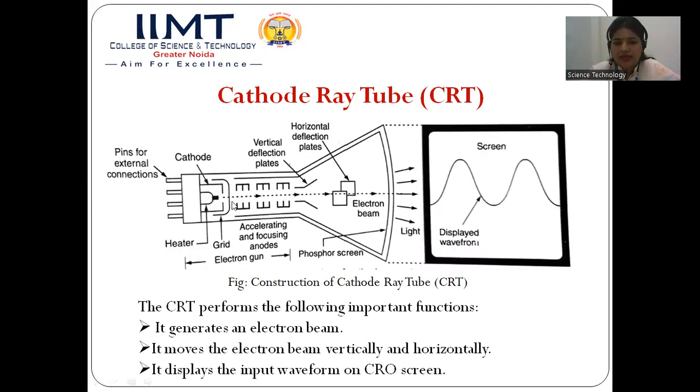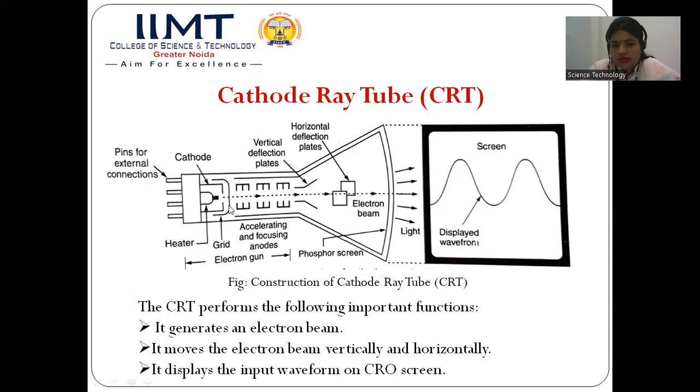So after the cathode, we have this grid. This is called a cathode grid. The function of this cathode grid is to control the intensity of the electron beam which is coming out from the cathode. A negative potential is applied at this grid. So with the help of this negative voltage, we can basically control the number of electrons which are emitted from the cathode. In other words, we can control the intensity of the electron beam by using this cathode grid and by applying the negative potential on this grid.